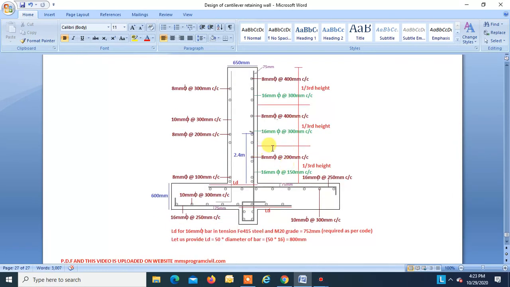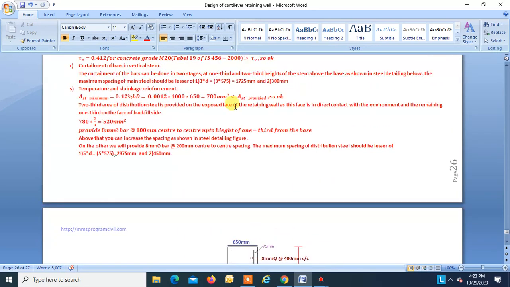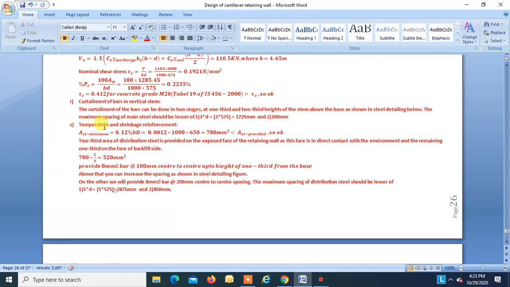So we are curtailing half the steel at the mid height of the stem, and from there we can see we are just providing 16 mm about 300 mm center to center. The spacing cannot be greater than 300 mm center to center because this is our main steel, as explained above. Now temperature and shrinkage reinforcement. AST minimum is 780 mm square.